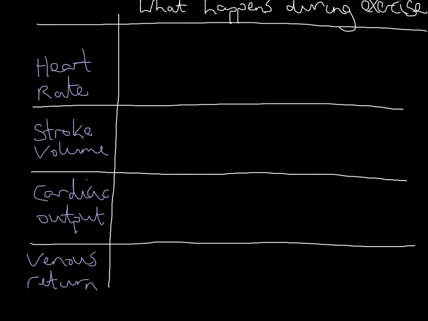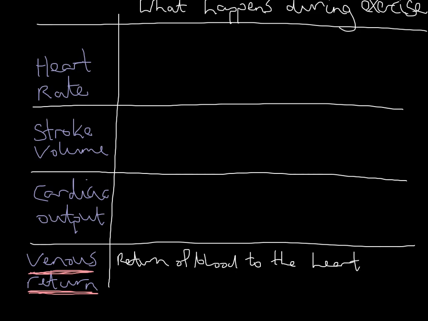Now, here's the thing. Venous comes from vein, not Venus the planet, it's V-E-N-O-U-S, okay? So venous meaning the vein, and return. Now, what you maybe should know is why do we call a blood vessel a vein as opposed to an artery or a capillary? Veins carry blood back to the heart. All veins carry blood towards the heart, okay? So venous return, really quickly, is the return of blood to the heart. This is always happening.